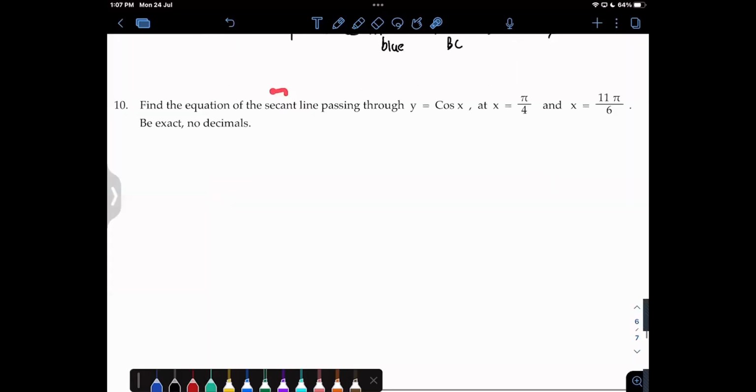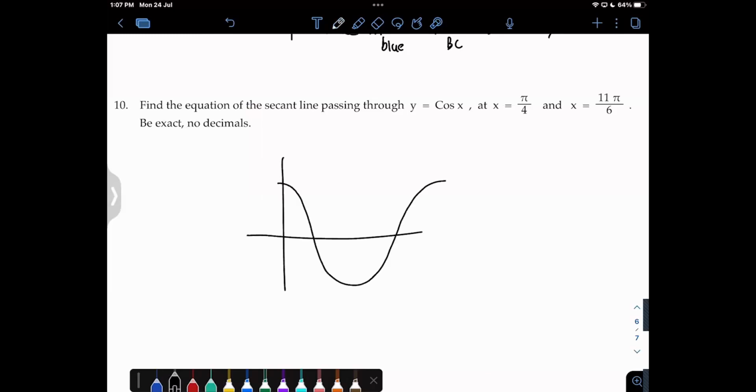You know what's a secant line? Secant just means you go and draw the curve. So down, down, up for cosine. X equal pi over 4 is somewhere here. You have a point here. And x equal 11 pi over 6. I have no idea what is this. Pi is 180. 180 over 6 is 30. 11 times 30 is 330 degrees. So it's somewhere here. 270, 360, so 330 somewhere here. Or 11 pi over 6.